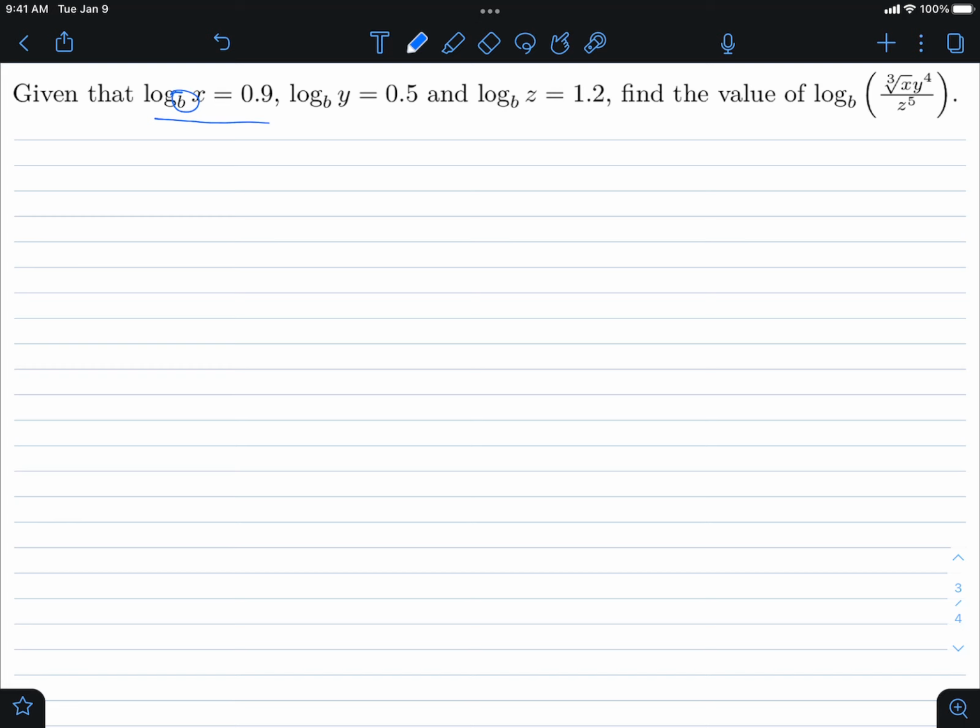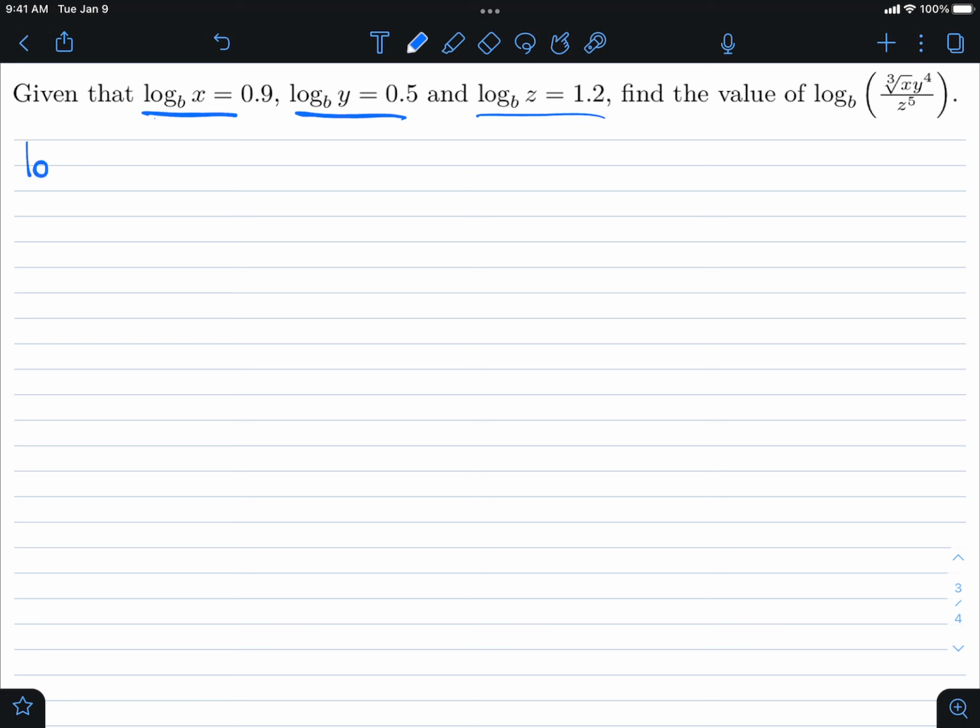Trying to find that, trying to write that b to the 0.9 equals x, and then continue with y and z and do the same thing. That would probably work. Add the powers and whatnot. But the ideal way to do this is not that. It's to use properties of logarithms and then plug in those values to do some calculations with them. So here's what I'm referring to.